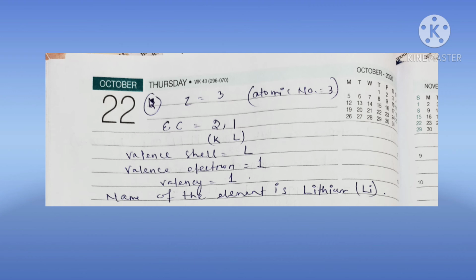So the valency will be 1, because we know that the electrons present in the valence shell and the capacity to share electrons, that is the valency, so 1. And the name of element is lithium, Li. So Li means lithium. Okay, the atomic number is 3.